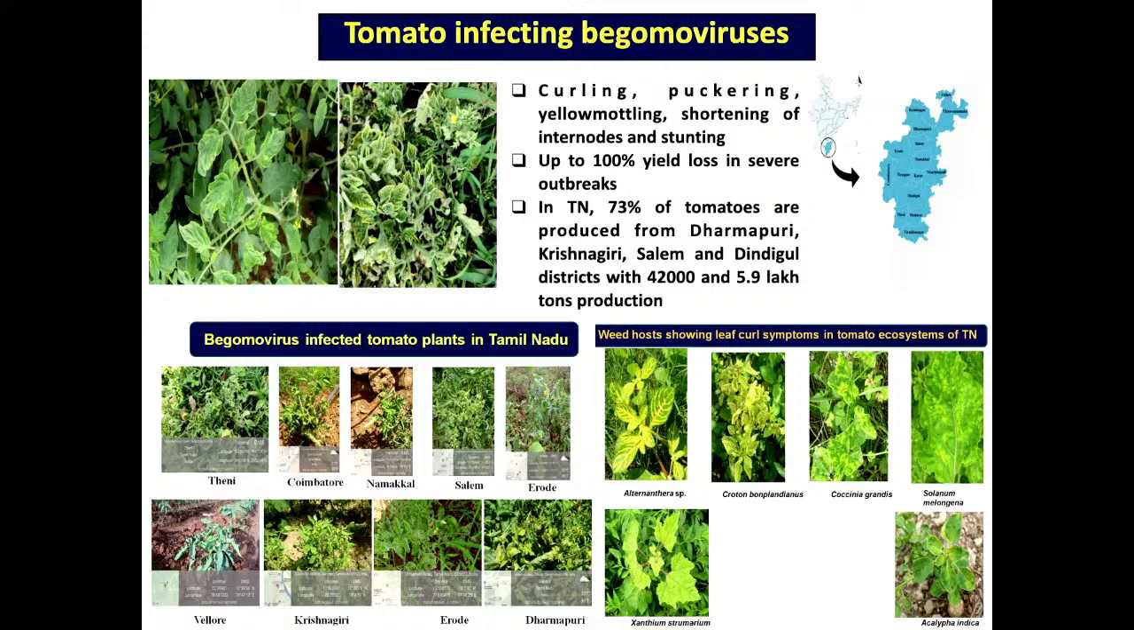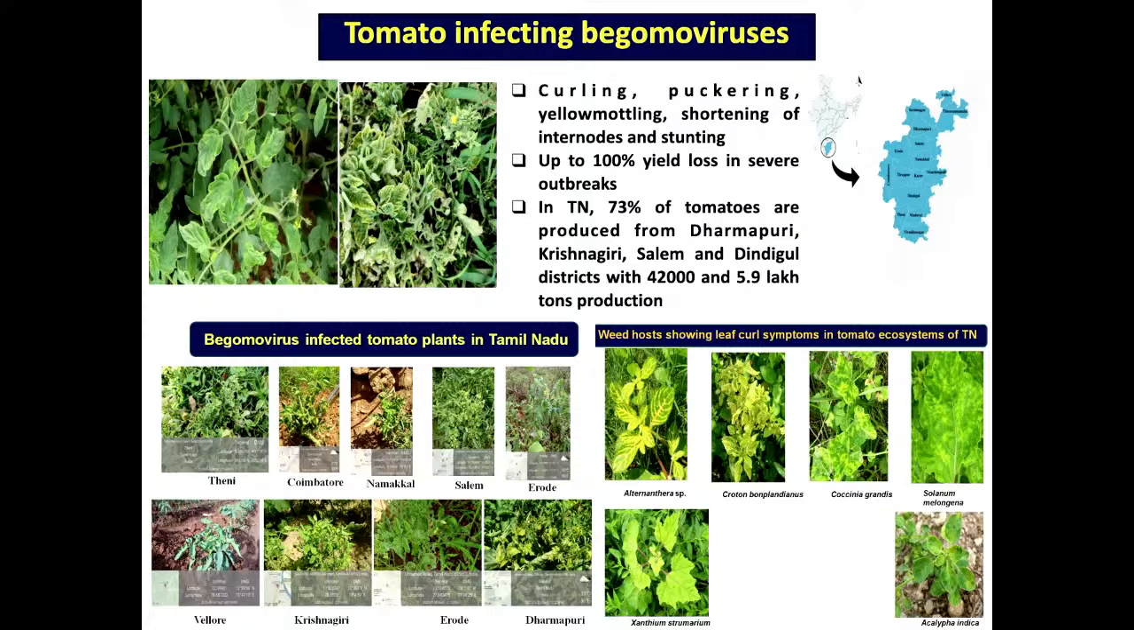And when you talk about tomato viruses, there are also several begomoviruses in tomato, as we are aware. Again, tomato leaf curl New Delhi virus is infecting, and there are several variants nowadays we are getting. The major symptoms are curling, puckering, yellow mottling, shortening of the internodes, and sometimes we get 100% yield loss due to severe outbreak of the disease. That too coincides with the infection of peanut bud necrosis virus, where the total plant will collapse.